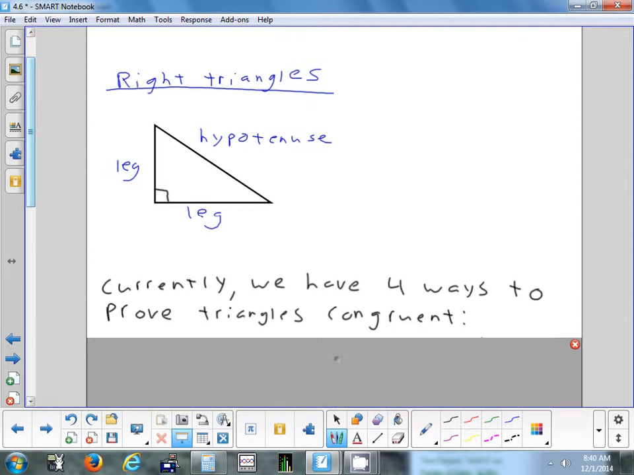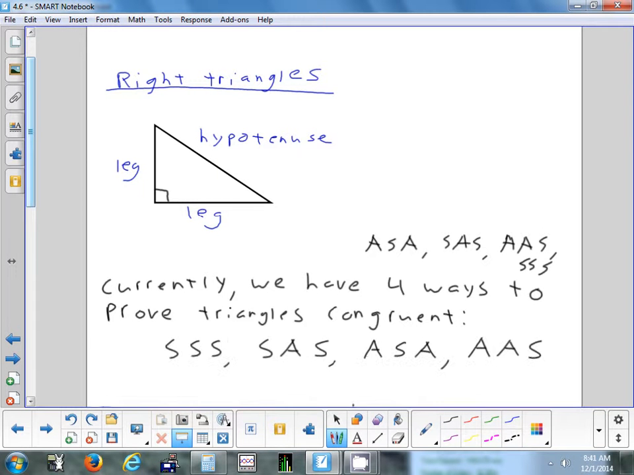So up to right now, we've got 4 ways to prove triangles are congruent. Anybody remember one of the 4 ways? Yeah, Connor? Angle, side, angle. Okay, angle, side, angle. Yep, that's one. Side, angle, side. Anybody remember another one? Angle, angle, side. But there's one more. Side, side, side. Yep, side, side, side. So those are the 4 ways we've got so far.